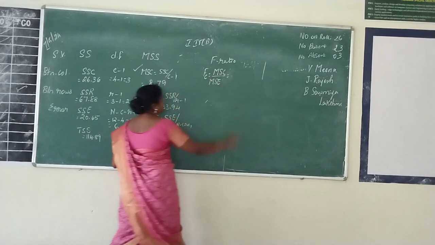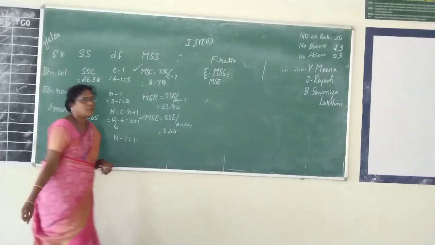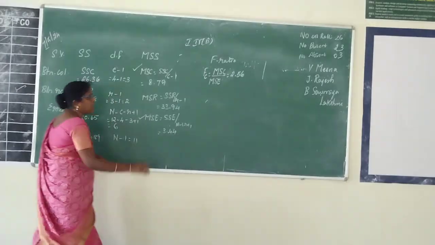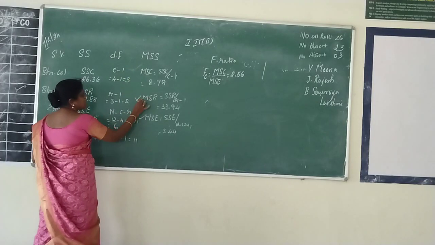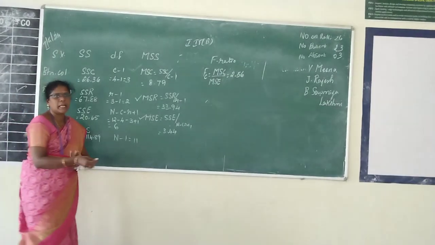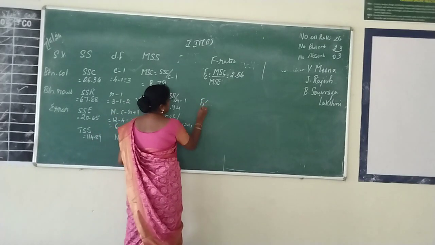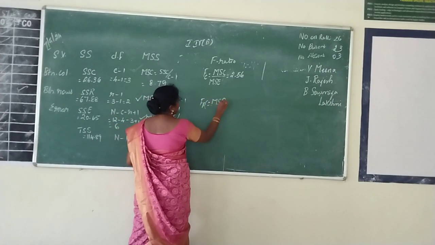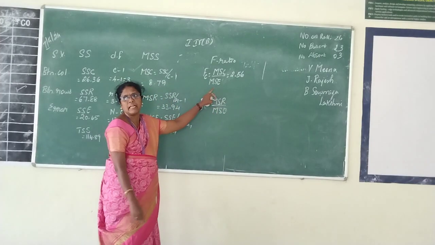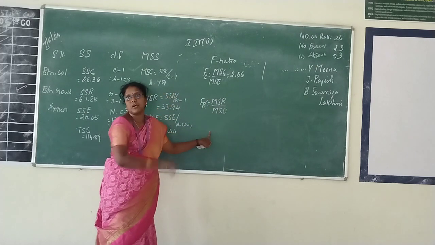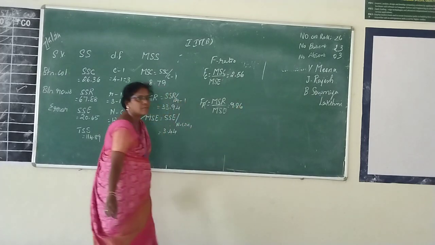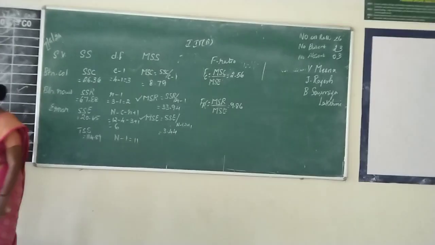Find the total. 2.56. Similarly, to identify for row, compare MSR with MSE. Which is greater? MSR. So take that in the numerator. 3.94 divided by MSE. MSR divided by MSE. Kindly write this one, mark. Why? Because it is necessary to identify your degrees of freedom. 9.86.